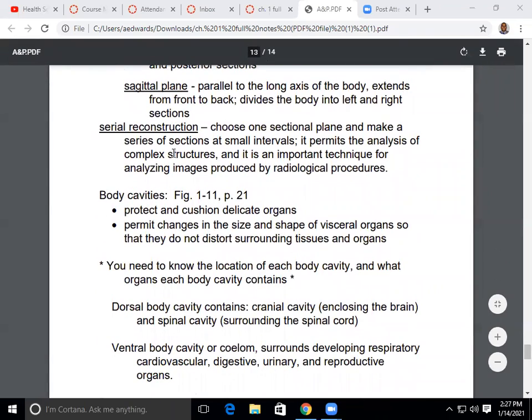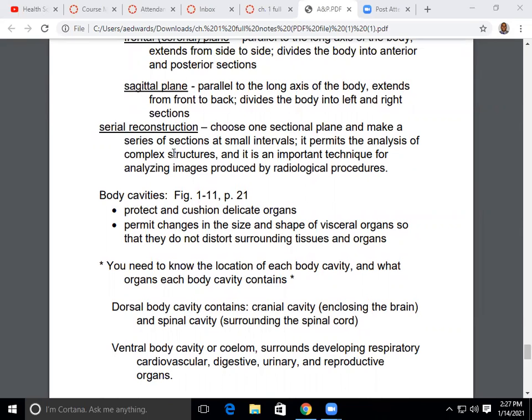So, serial reconstruction. Here, you choose one sectional plane and make a series of sections at small intervals. It allows you to analyze complex structures. Basically, you pick one of those three and then you section the whole body in little sections all the way through. So you're able to essentially flow through the body and see it through that section all the way through. Because what you see on a transverse plane here, you'll see heart, lungs, etc. Down here, you're going to see the digestive system, right? So it's the same plane, it just depends on what part of the body you want to study. Up here, if you're doing transverse, you're going to get the brain, right?